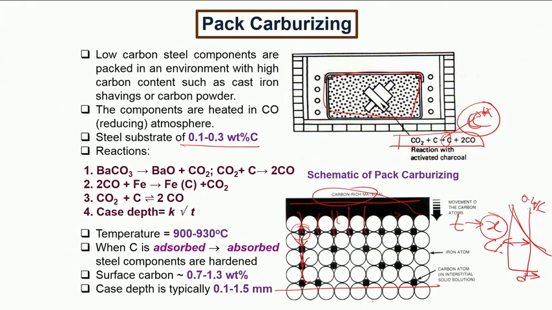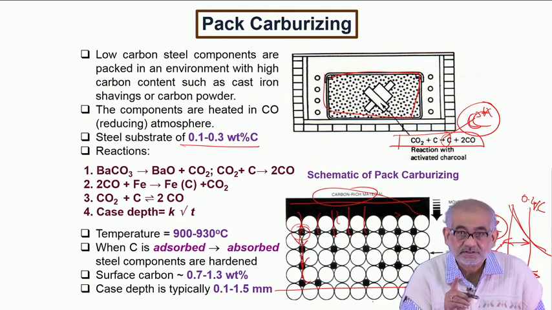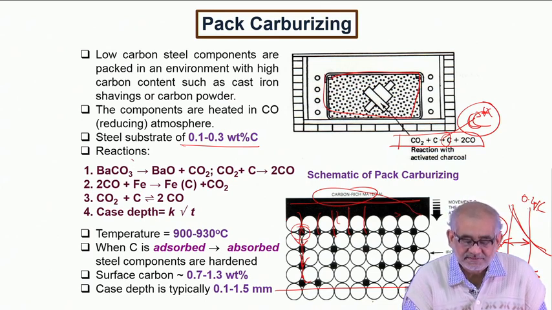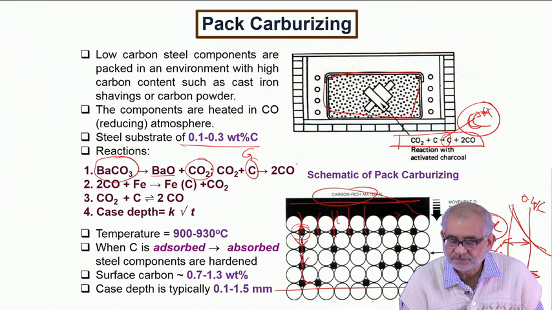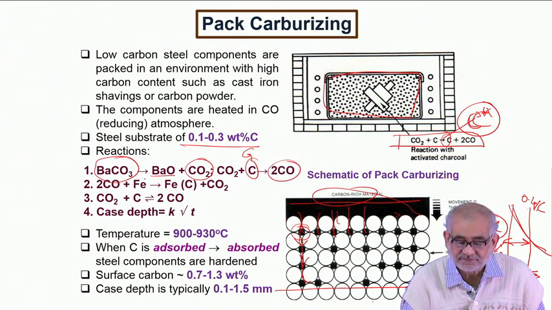Now, what is the reaction that actually takes place inside? It's not the charcoal which actually starts the process. It's actually this activator, barium carbonate, which dissociates at 900 or 800 degrees centigrade into barium oxide and carbon dioxide. Carbon dioxide now reacts with activated charcoal or graphite and converts into carbon monoxide. Carbon monoxide, when it comes in contact with steel or iron at high temperature, decomposes and dissociates to deposit activated carbon, so atomic carbon.